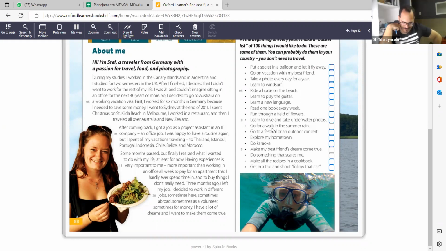Where did you stop? We stopped about the underwater photos, right? Go for a walk in a summer rain. Would you? No. Me neither. Go to a festival or an outdoor concert? Yes. I would totally. Like Rock in Rio, Lollapalooza, or even in João Pessoa, we have a festival with meat, with barbecue. Right.